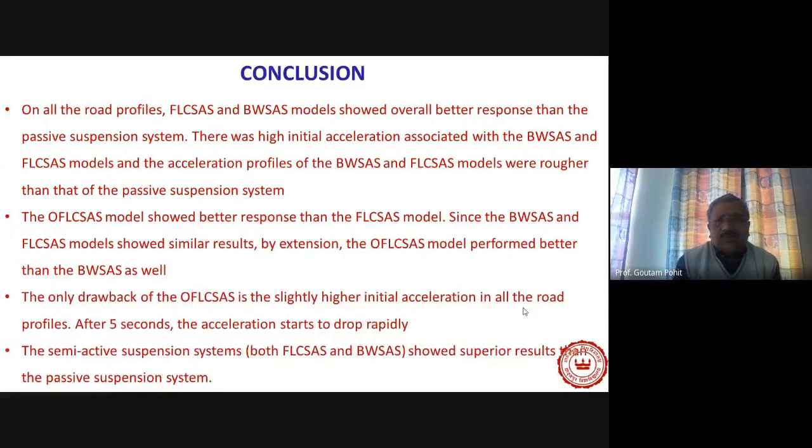Now, these are more or less everything I have mentioned. The only drawback of the optimized fuzzy logic control model is slightly higher initial acceleration in all the road profiles. After 5 seconds, the acceleration starts to drop rapidly. The semi-active suspension system showed superior results compared to the passive suspension system.